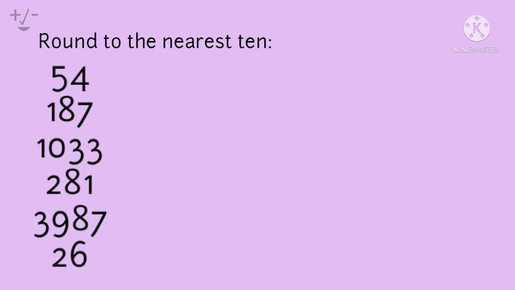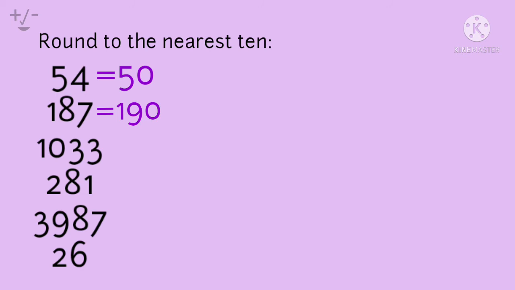Now let's look at rounding numbers to the nearest 10. When we're rounding numbers to the nearest 10, we need to focus on the units column. So in the first question, 54, we need to focus on the number 4. Since that number is lower than 5, we round down the original number to 50. In the next question, 187, we need to focus on the number 7. Since 7 is greater than 5, we round up our original number to 190.